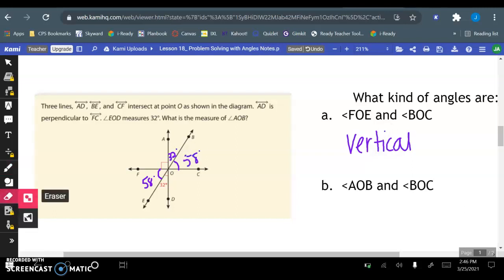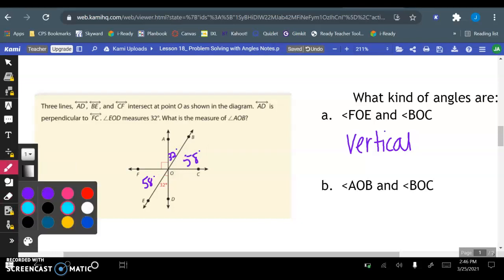Now next is, let me do it in a different color, AOB. So AOB would be this one, and BOC, which would be this one. So they're right next to each other. And if you look together, they form this, which is a right angle. So these are complementary because they form a 90-degree angle.